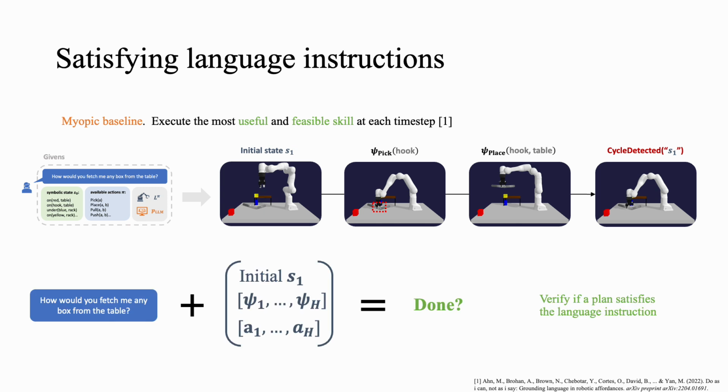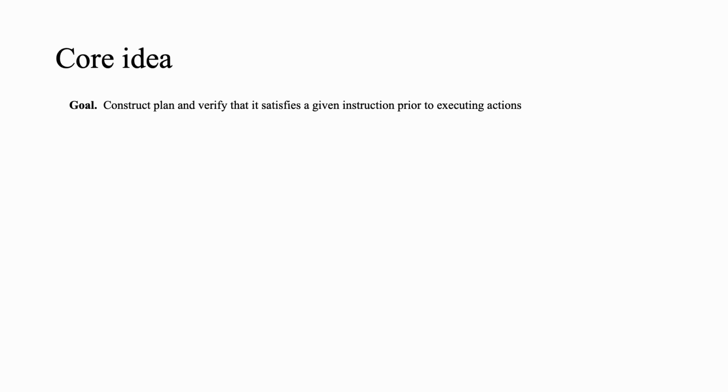In addition, a language-based planner needs a way to verify if a computed plan satisfies the natural language instruction, if it is executed from the initial state. The goal of this work is to construct a feasible manipulation plan and verify that it satisfies an instruction prior to executing any actions in the environment.